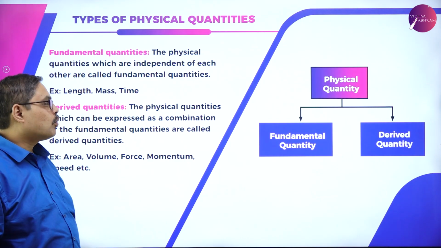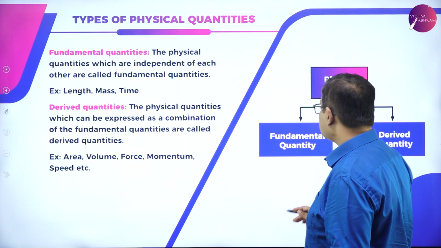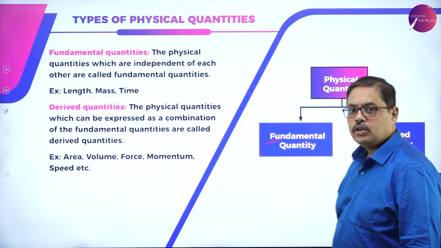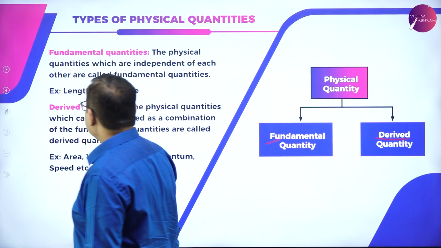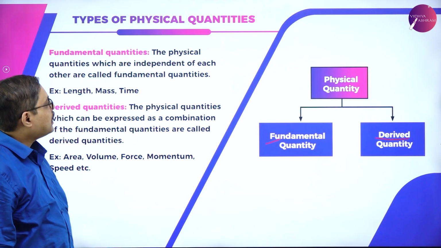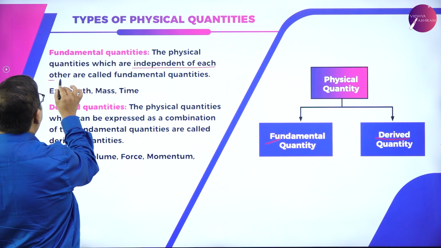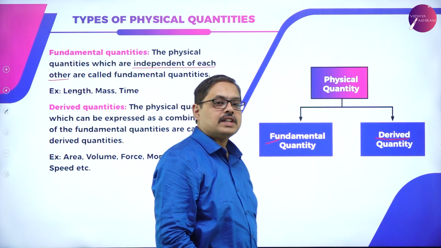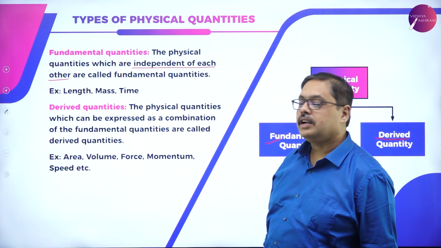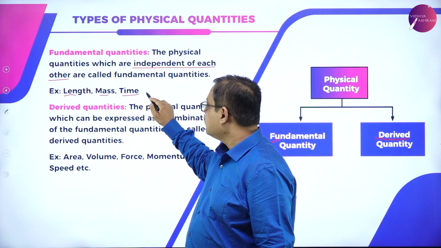Now, coming back, physical quantities can be classified into two types. What are those two types? Fundamental physical quantities and derived physical quantities. Two types. Okay? What are fundamental physical quantities? Fundamental physical quantities are those which are independent of each other. Physical quantities which are independently expressed by some units are called fundamental quantities. Yes, sir, example. What is the example? Length, mass, time, and so on and so forth.